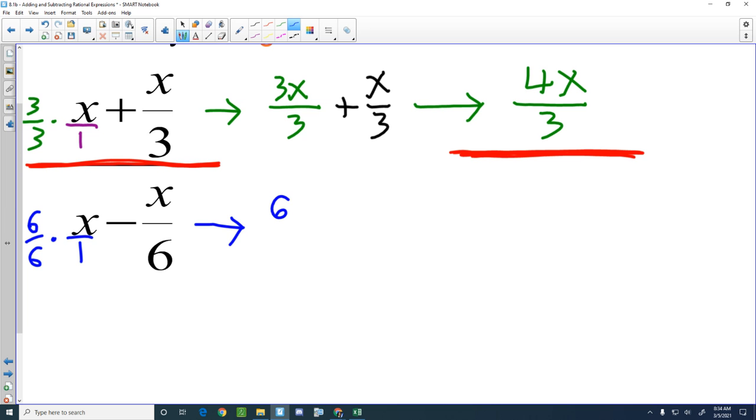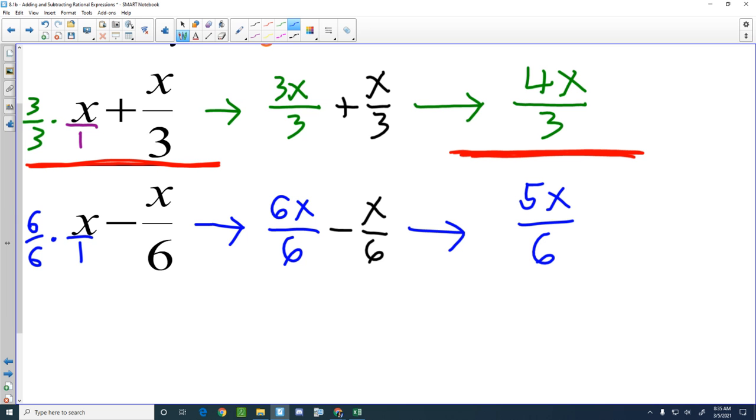So 6 times x is 6x. 6 times 1 is 6. Then that second fraction, the minus x over 6, stays put, right? I didn't change that second fraction. It was fine. But these two have a common denominator now. So when I write my fraction over here, I put it over 6, because that is the common denominator of those two. Now look at the two numerators, and it's just subtraction. So if I had 6x and I subtract one of those x's, how many x's do we have left? There's 5 of them. Very good. 5x over 6.